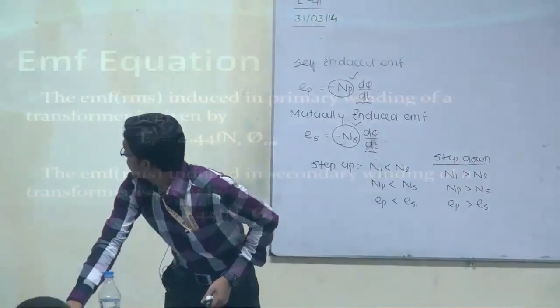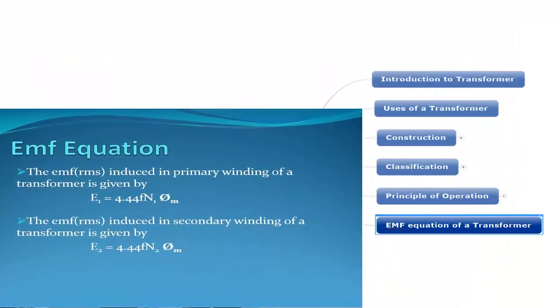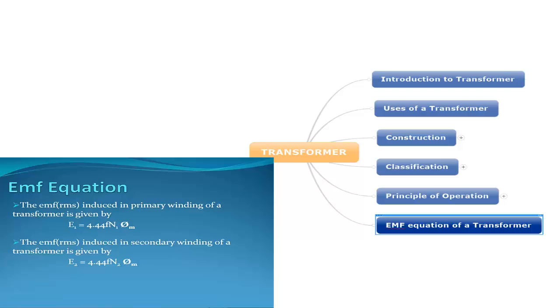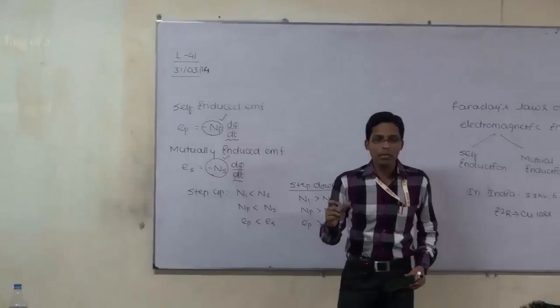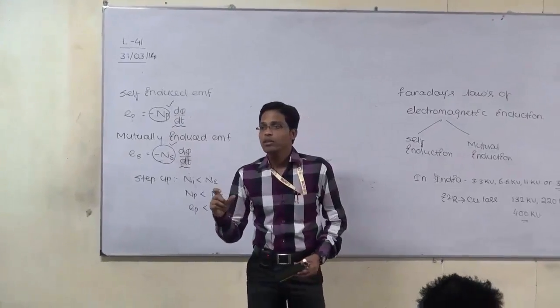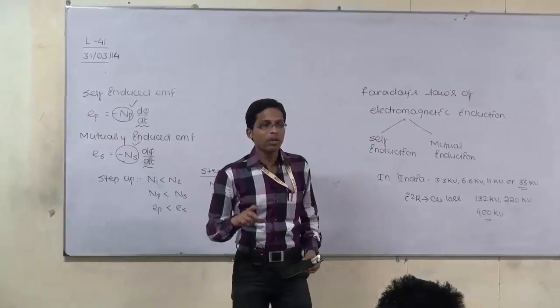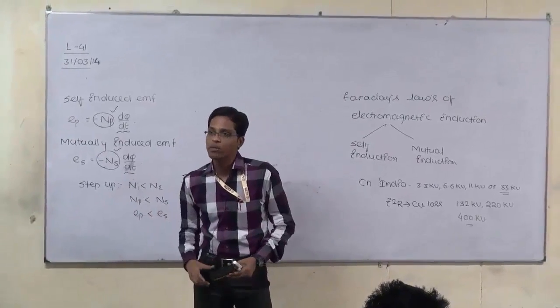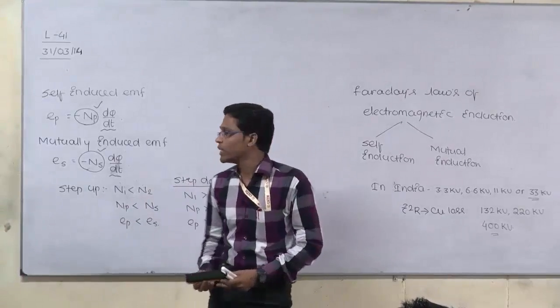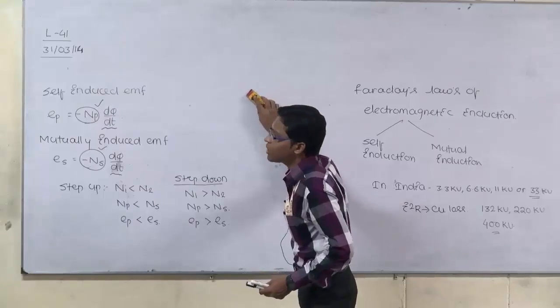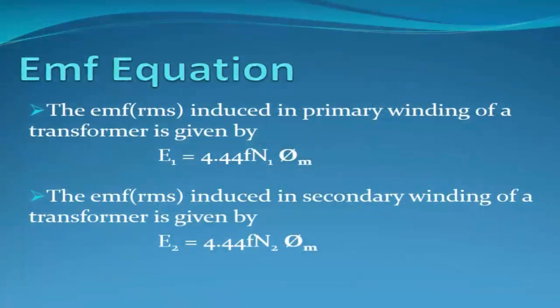Next we'll go to the last one, the EMF equation. So till now we have read that there are different types of transformers and how a transformer works. Then what is the EMF equation? That means if you give some voltage to the primary winding, the supply voltage, how much voltage will be induced in the primary winding and how much in the secondary winding. To find that out, there is an EMF equation that you have to read. There are two methods to derive the equations. As the slide says, the EMF in the first winding is given by E1 equal to 4.44 f N phi.